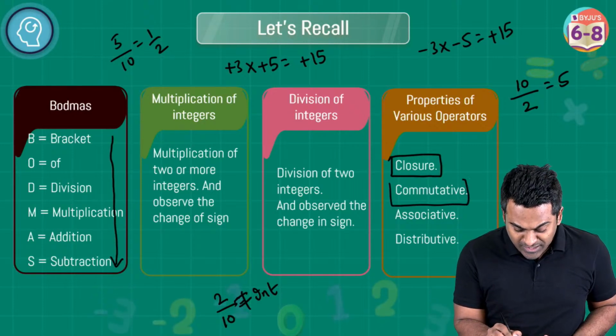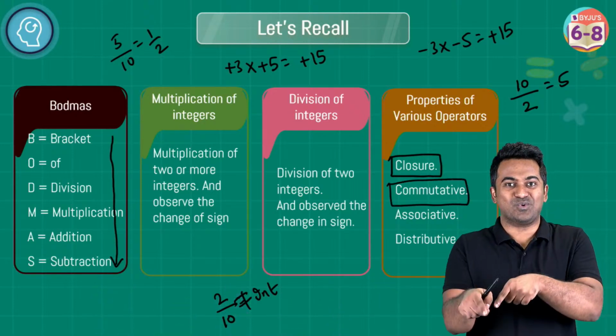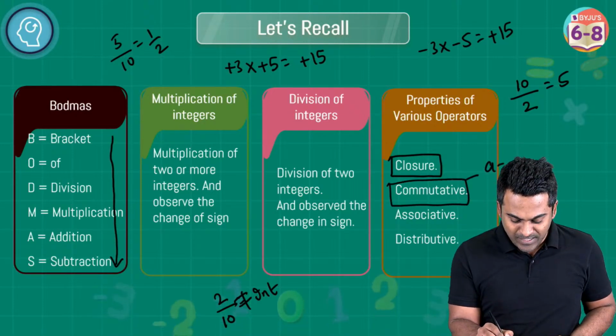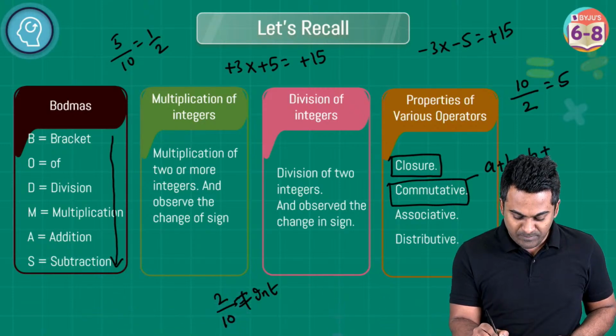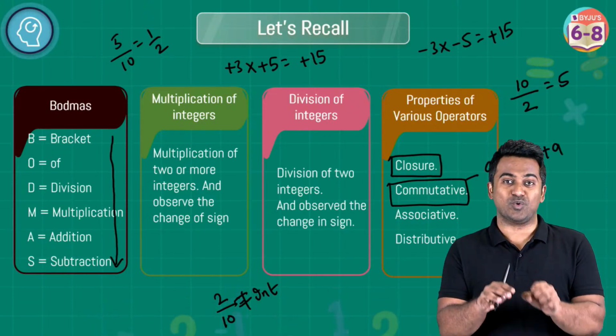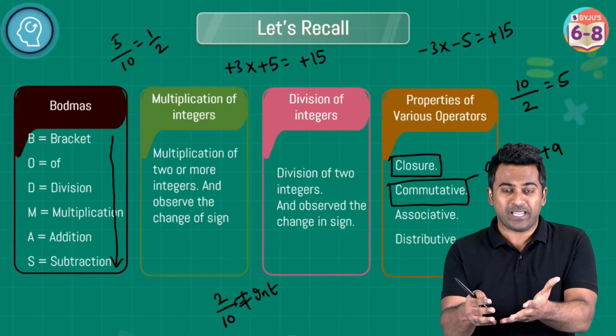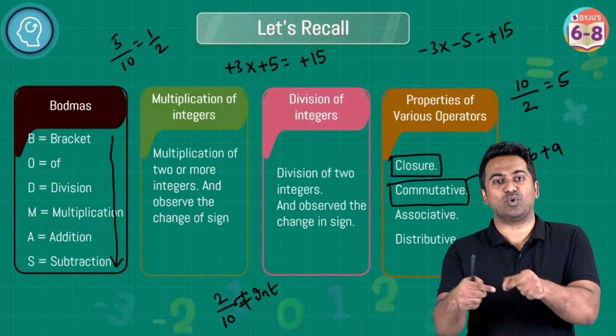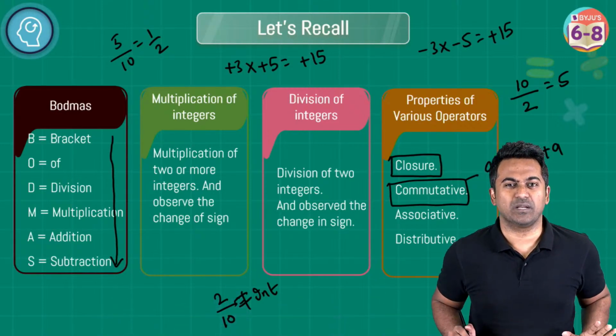Then we studied the commutative property, commute, home to school, school to home. So A plus B is equal to B plus A. Now A minus B is not equal to B minus A, so it doesn't apply to subtraction. It applies to multiplication, right? A multiplied with B is equal to B multiplied with A. However, it doesn't apply to division.